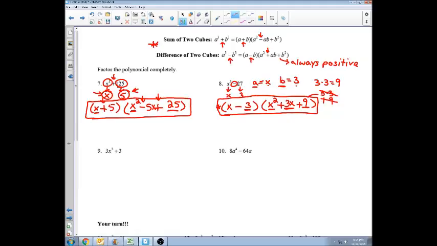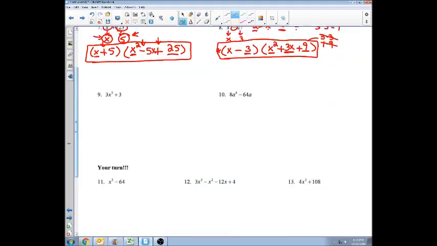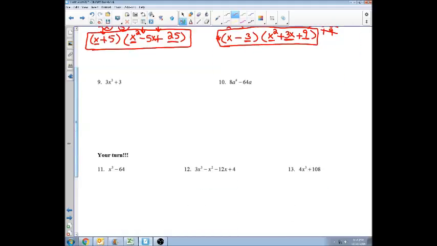Okay? On to number 9. I want to look at 3x to the third plus 3 and see if I have perfect cubes. Well, 3 is not a perfect cube, so there's something wrong here. I can't quite do anything yet. So what I'm going to do is look for a GCF. First rule of factoring always. Well, they both have a 3, right? So I can pull out a 3. That would leave me with x cubed plus 1.